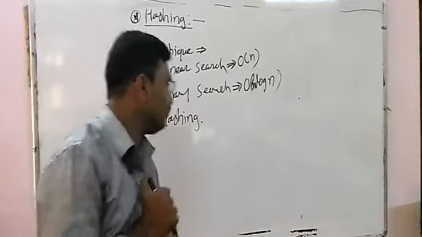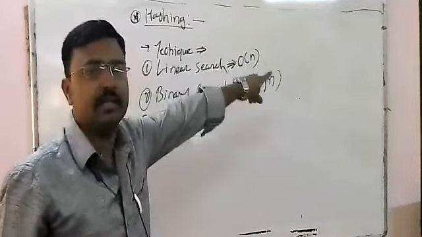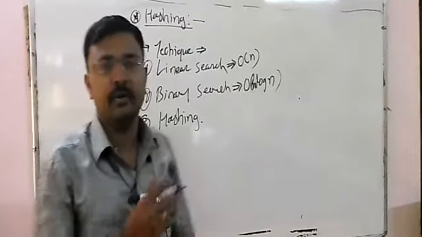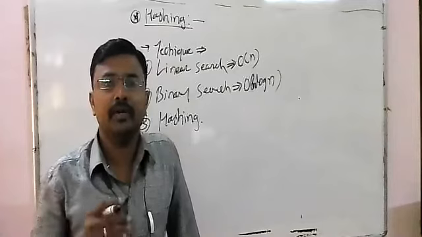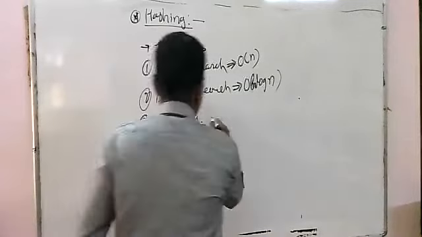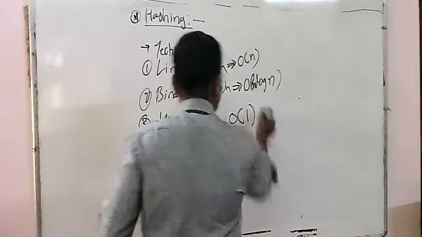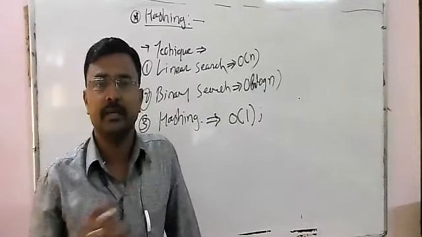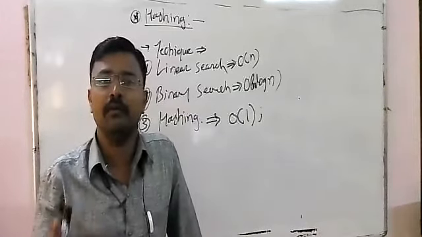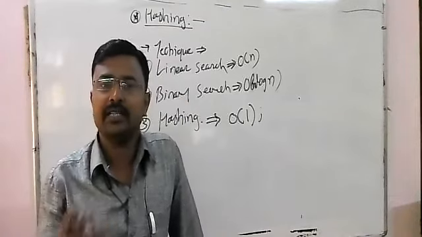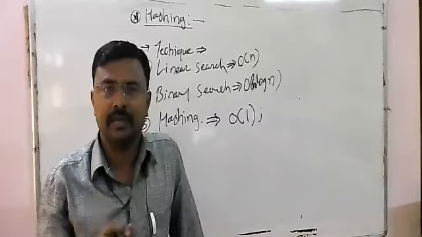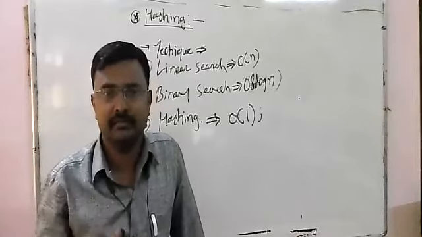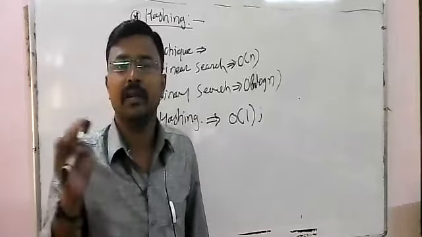As compared to linear search, which has a worst complexity of O of n, and binary search, which has a worst complexity of O of n log n, whenever you are using hashing you have a complexity of O of 1. All the types of complexity, best case, average case, and worst case, are O of 1, because your elements are stored at a particular index, and you are directly going to access that particular index.